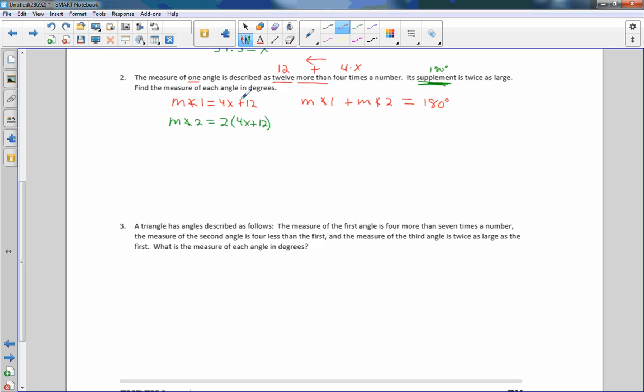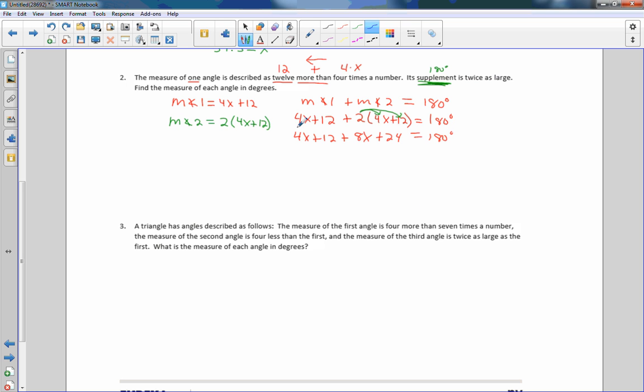And now I'm going to plug in the values that I came up with. The measure of angle 1 is 4x plus 12 plus the measure of angle 2, which is 2 times 4x plus 12 equals 180 degrees. So the first thing I want to do is the distributive property. Multiply 2 times 4x and multiply 2 times 12. That will give me, this will stay the same, 4x plus 12 plus 2 times 4 is 8x, 2 times 12 is 24, and that equals 180 degrees.